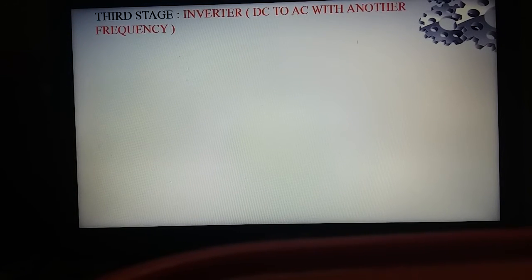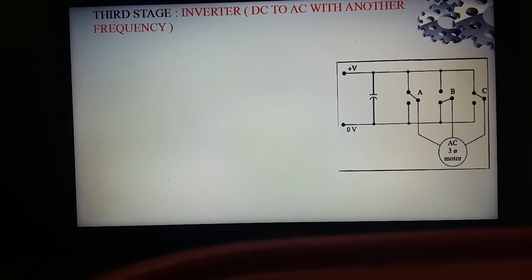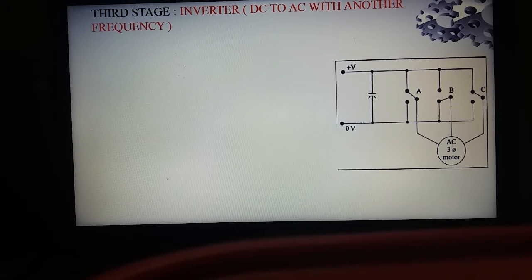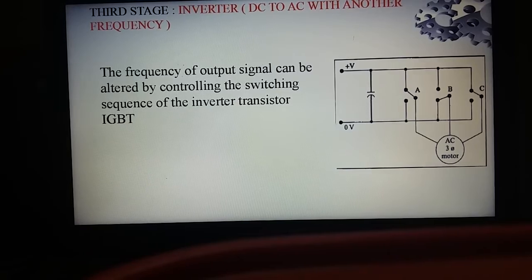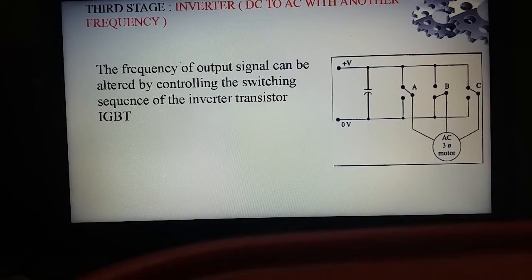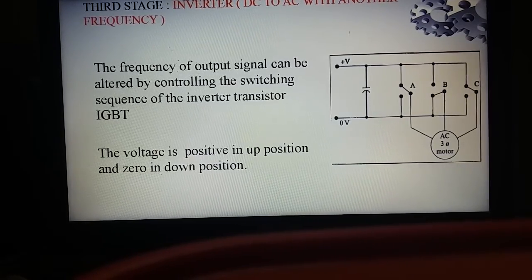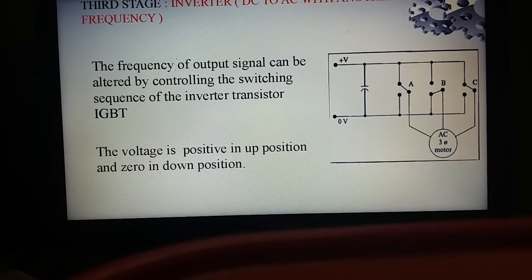Then this smooth DC voltage is channeled into the last stage, which is the inverter stage, to convert the DC voltage to AC voltage with another frequency. This is the diagram of the inverter to control the output modulation. The frequency of the output signal can be altered by controlling the switching sequence of the inverter transistors IGBT A, B, and C. The voltage is positive in the up position and 0 in the down position.